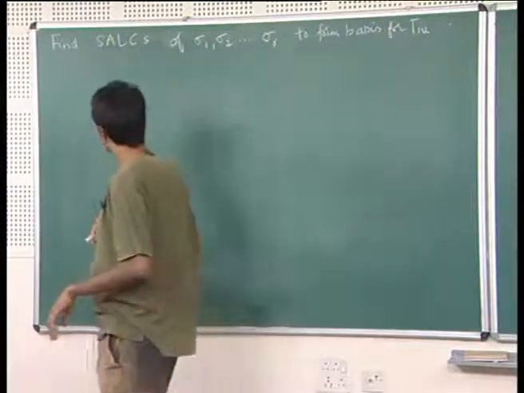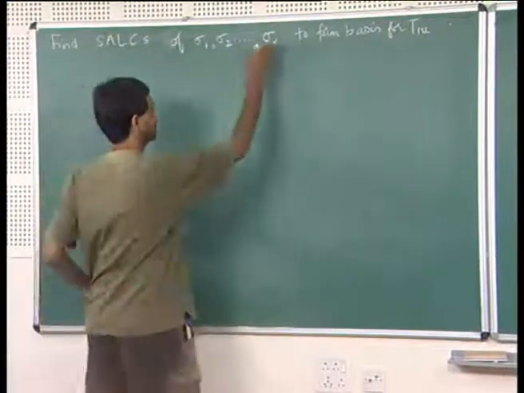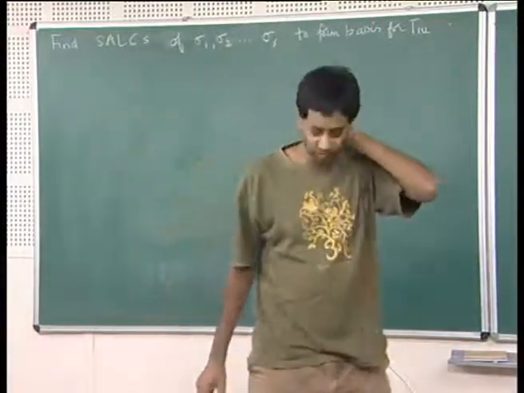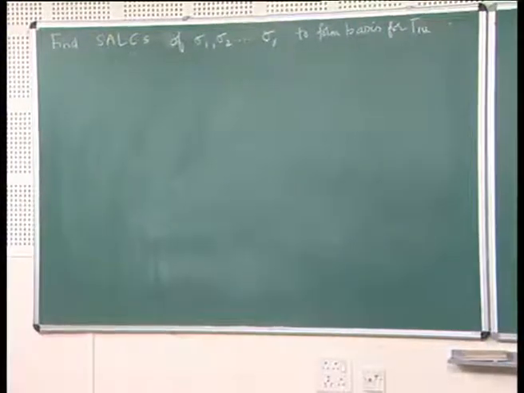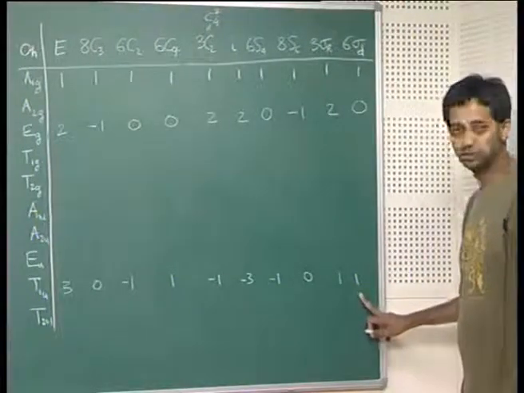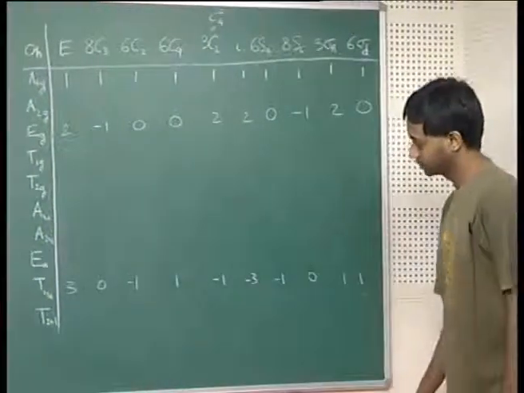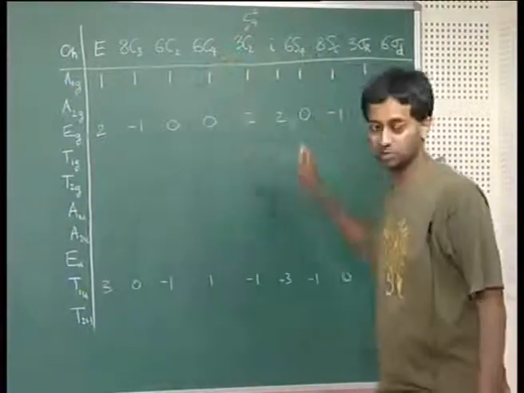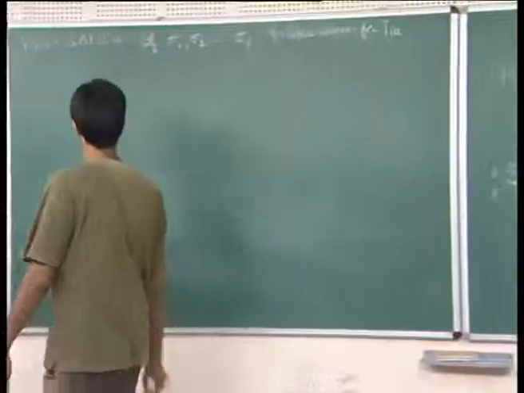Okay. So, what we are going to do is to find the appropriate symmetry adapted linear combinations of sigma 1 to sigma 6, such that they form a basis for T1u. And in this exercise, since we have the characters of all the operations, all we need to do is construct the projection operators. And in order to construct the projection operators, you need to know how each of these operations acts on the sigmas. So let us start.